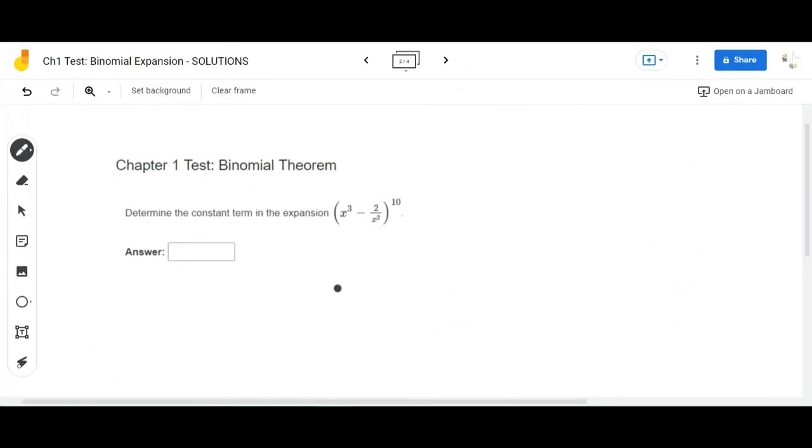Okay, in our next problem, we're looking for the constant term. Of course, that's also the term in x to the power of 0, if you want to think of it that way. Again, we know our n value on our binomial here, the power that our entire binomial is raised to. So that's going to be 10. And we know we have to deal with a combination that's 10 choose something.